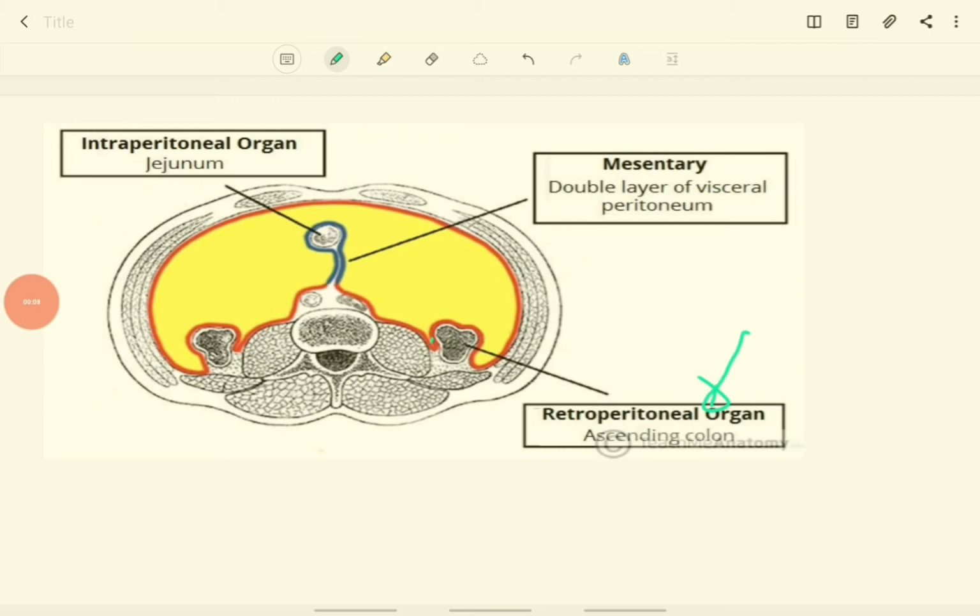In a retroperitoneal organ, some surface of the organ is covered by the peritoneum. The rest of the portion is not covered by the peritoneum. Examples of this are the ascending colon and descending colon. As I already explained, intraperitoneal organs are those which have all surfaces covered by peritoneum. One example is the jejunum. It is intestine. Mesentery is a double fold of peritoneum which connects to the posterior abdominal wall.